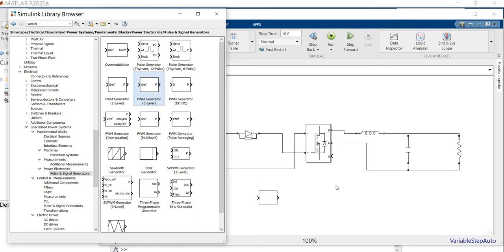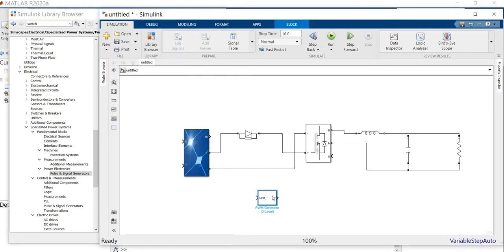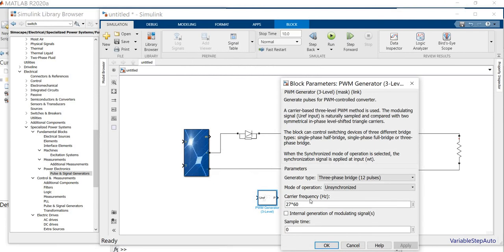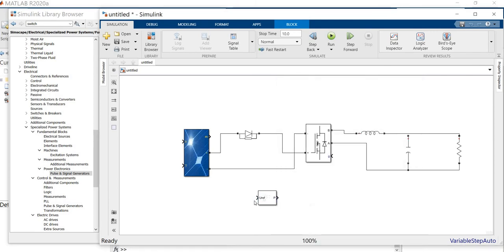I have dragged this module and then double clicked. Here, which is available, 27 into 60, but I have fixed 1 kilohertz as the carrier frequency. The bridge is, that is, 4 pulses only are needed. So apply, then okay. Now we are giving the input for the sine wave.